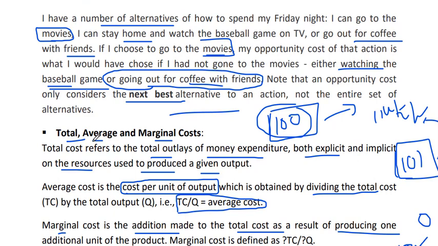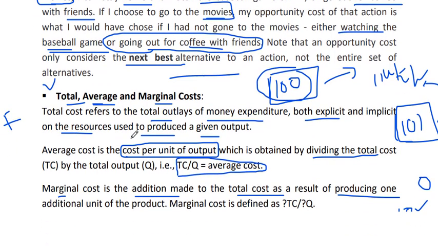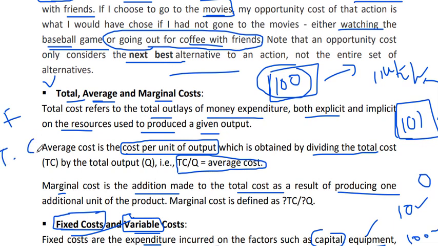And then we have discussed total, average, and marginal cost. Total means the summation of all the cost, fixed and variable. Average cost means total cost divided by total output, so that will give us the costing of one particular product or unit. Average cost means cost per unit of output.